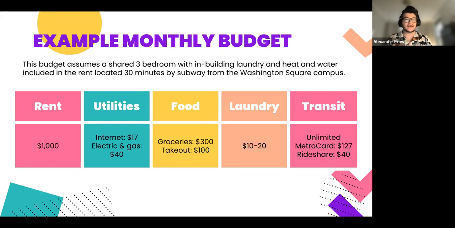Their share of the internet might cost $17. Their share of the electric and gas might cost $40. So spending close to $60 on utilities. They're spending maybe $300 on groceries, which we'll talk more about in a second, maybe $100 on takeout, 10 to 20 on laundry, and another about 160 on transit. So this could be a monthly budget for a student or for somebody who's working in their first job. And so this is one way that you can organize your budget when you're thinking about how much should I spend each month living off campus.